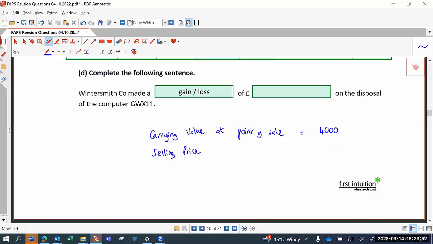remember it's got to be VAT exclusive because the VAT part doesn't belong to us. We sell it for 3,500. So there is a difference there of £500. What do you think that is? Would you call that a gain or a loss? It's a loss, isn't it? Well done. Thank you. Yeah, absolutely. And I think by laying it out like that, it becomes quite clear. You've sold it for less than it was worth.